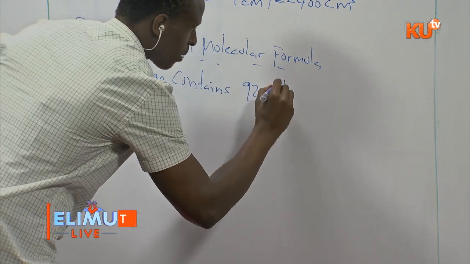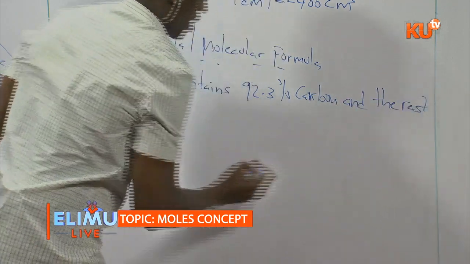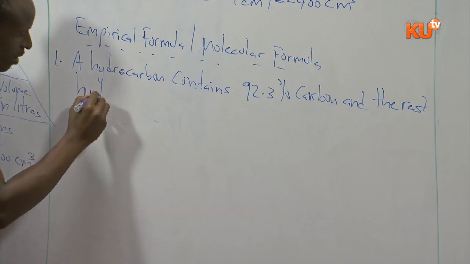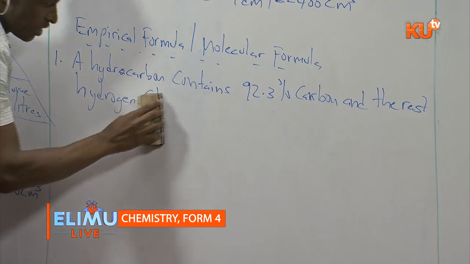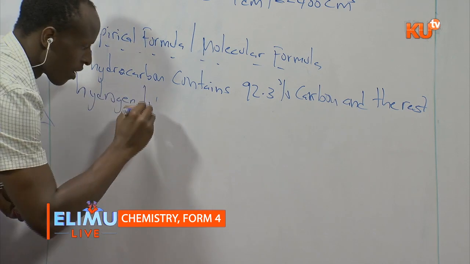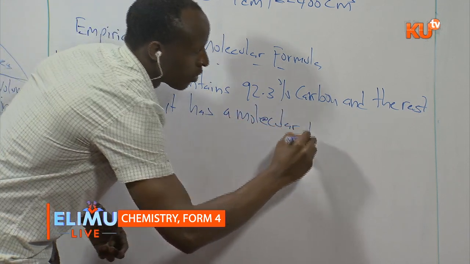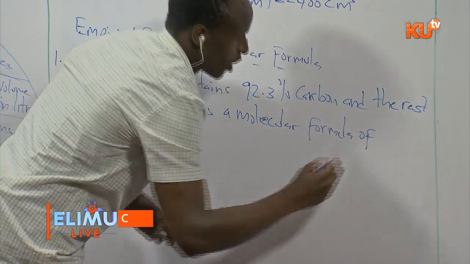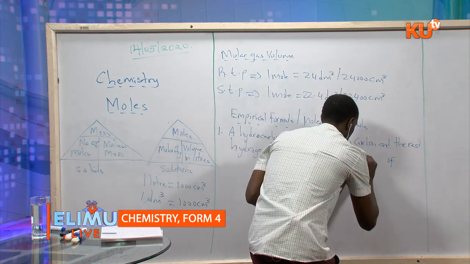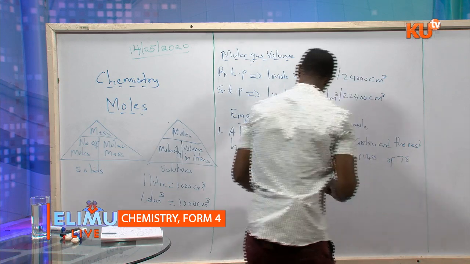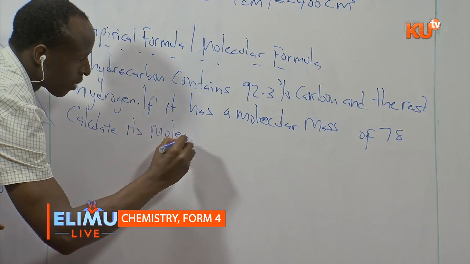92.3% carbon, and the rest hydrogen. If it has a molecular mass of 78, calculate its molecular formula. Molecular formula is what we are supposed to calculate.